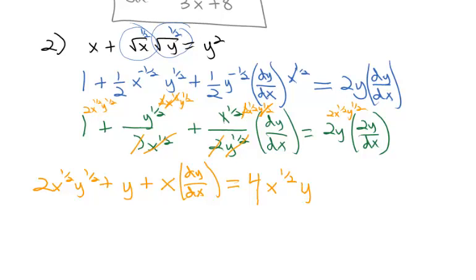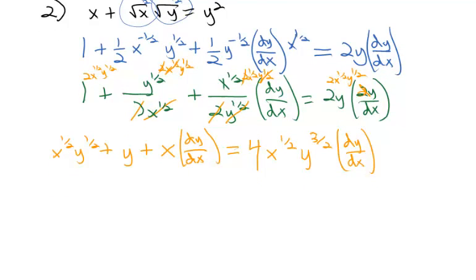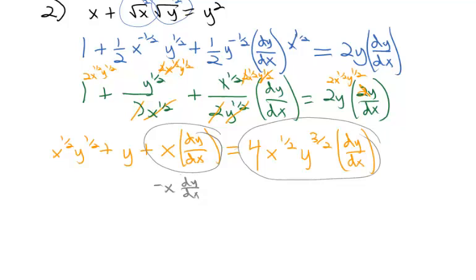y to the 1 plus 1/2, which is 3/2, times dy/dx. So now let's get the terms with the dy/dx on one side. We can do that by subtracting the x dy/dx from both sides.